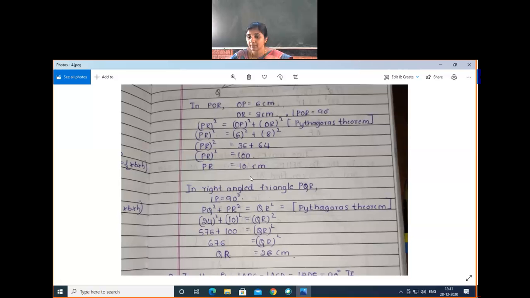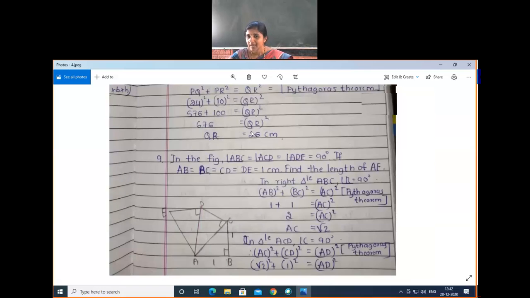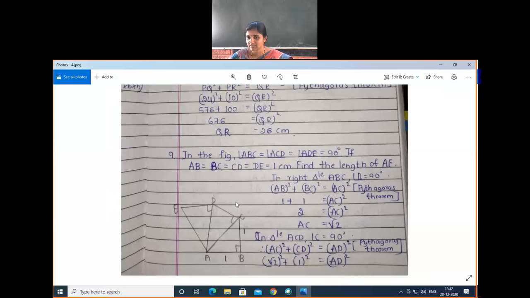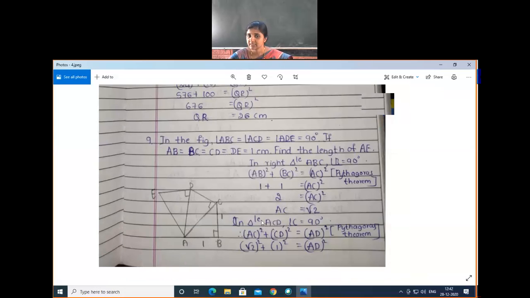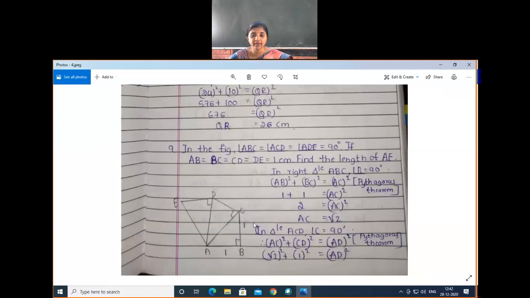So this problem is completely based on Pythagoras theorem. QR square is 24 square, which is 576, plus 10 square, which is 100. 576 plus 100 is 676, which is equal to QR square. Then QR is 26 centimeters, because the square root of 676 is 26. Got the idea of this problem now, students? Just using the right angle triangle Pythagoras theorem concept, we have to solve this problem. Is that clear? Okay, now let us move on to the next question.